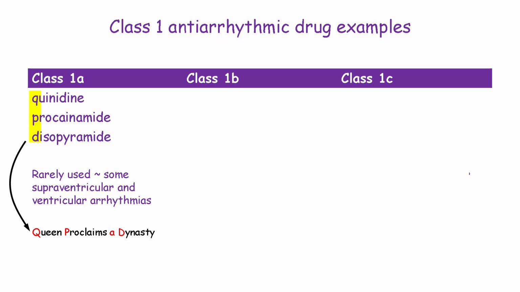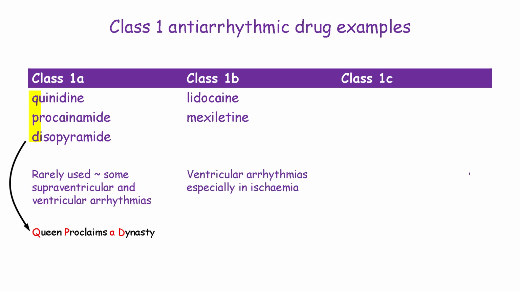Class 1B drugs include lidocaine and mexiletine. These are especially useful for treating ventricular arrhythmias, particularly in the setting of ischemia, such as after myocardial infarction. To remember them, you could try "late modulators," in reference to their action on late sodium current.